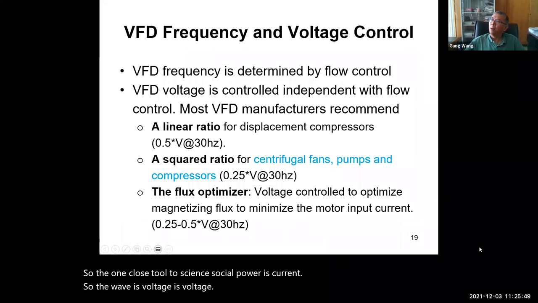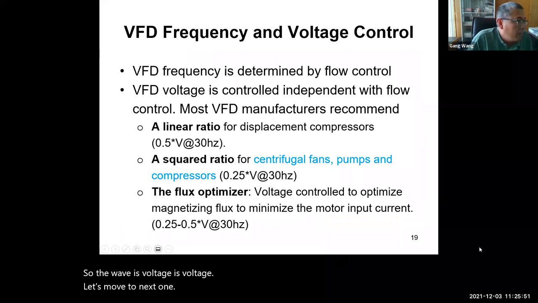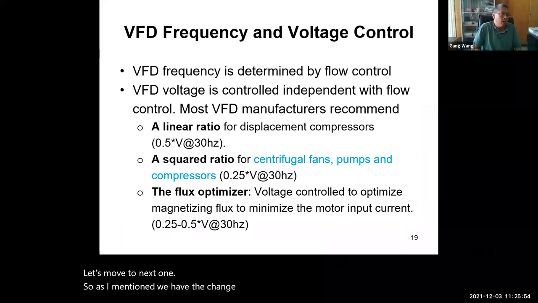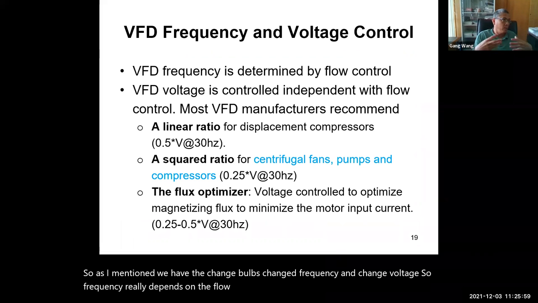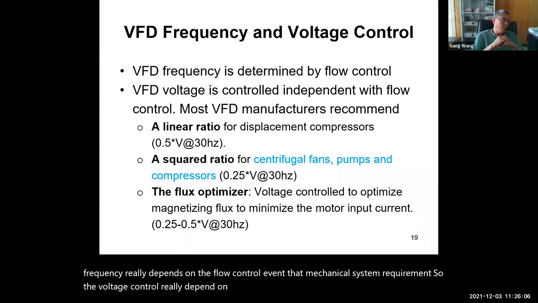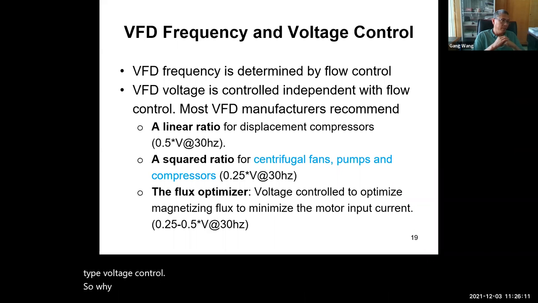Go to the next one. As I mentioned, VFD changes both frequency and voltage. The frequency really depends on the flow control, on the mechanical system requirement. The voltage control depends on the flow control too. In general, manufacturers provide three types of voltage control. One we call linear, which means voltage is proportional to frequency. So if the frequency is 50%, the voltage is 50%, right?